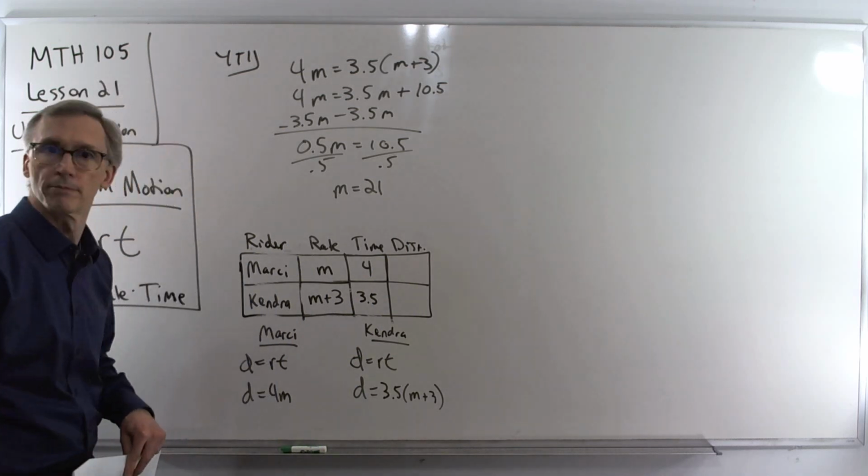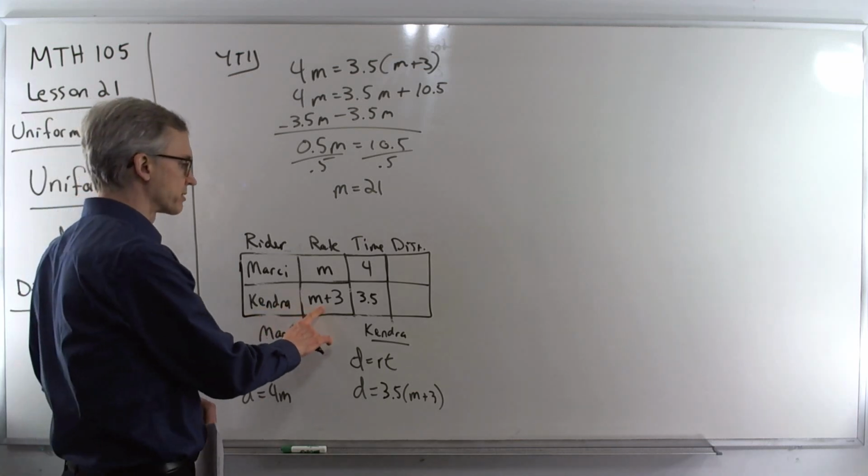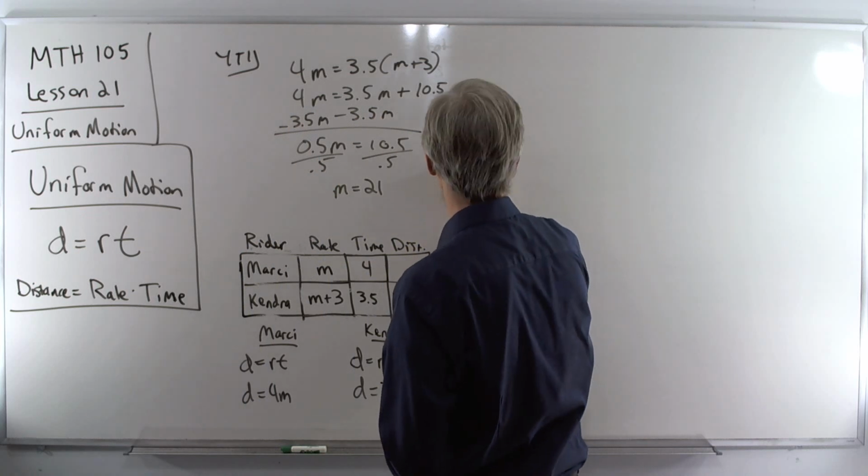So we've got 21 for M. So Marcy's riding at 21 miles per hour. And Kendra rides at 3 miles per hour faster. So Kendra rides at 24.